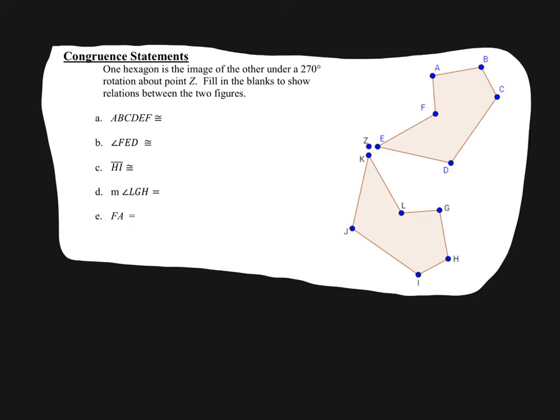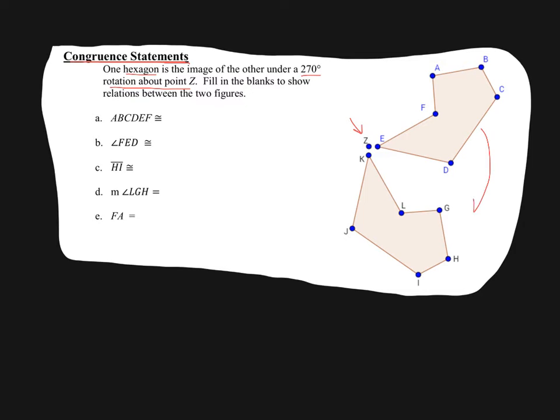As you move past the Pythagorean theorem questions, you'll notice that at the top of the page, it notates it as Unit 2. So now we're moving into the second unit that we covered this year. And as we move through, we're going to move into congruence statements. So what we have here is a hexagon that is the image of the other under a 270-degree rotation about point Z. So point Z is that sort of point of pivot.